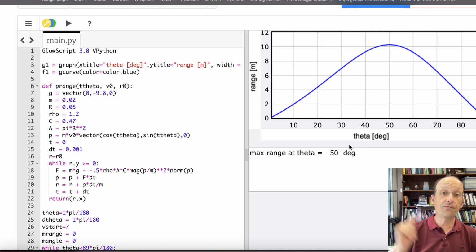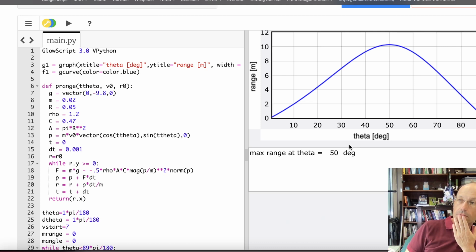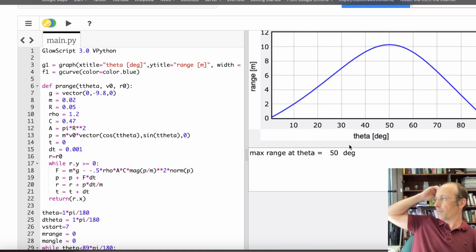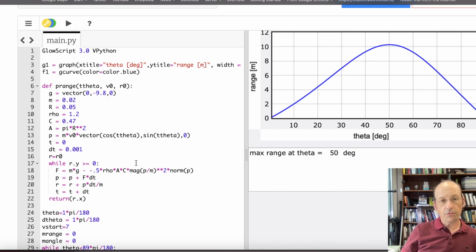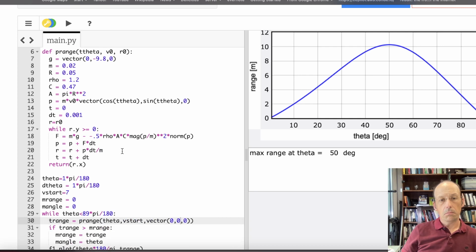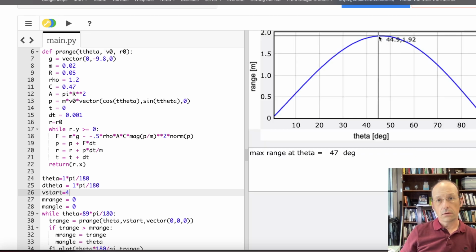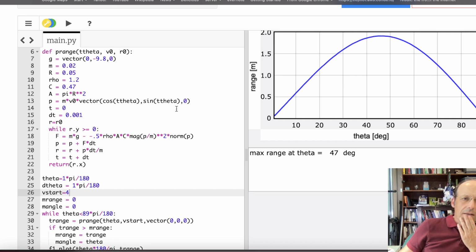And the maximum angle is 50 degrees. I think that's wrong, right? The maximum angle should be less than, I think it should be less than 1/2. I'm thinking of this rho A C. It should be less than 50 degrees because you want to be in the air less time. Vector v start. Let's try a slower velocity. 4. Now it's 45, 47. That's weird.